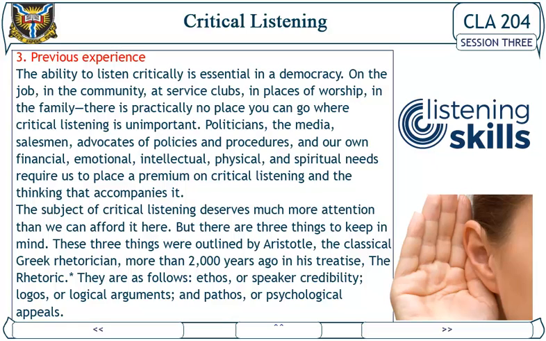The subject of critical listening deserves much more attention than we can afford it. But there are three things to keep in mind. These three things were outlined by Aristotle, the classical Greek rhetorician, more than 2,000 years ago in his treatise, The Rhetoric. They are as follows: ethos or speaker credibility, logos or logical argument, and pathos or psychological appeals.